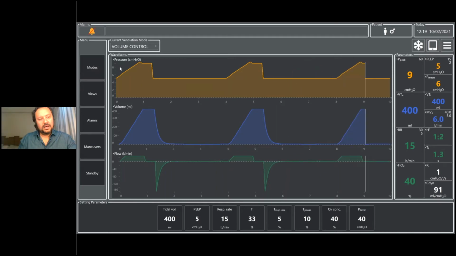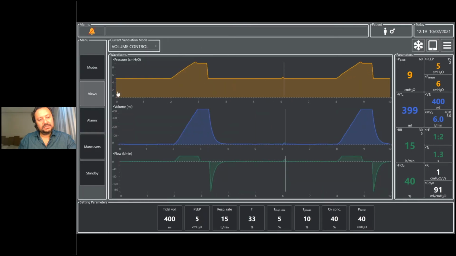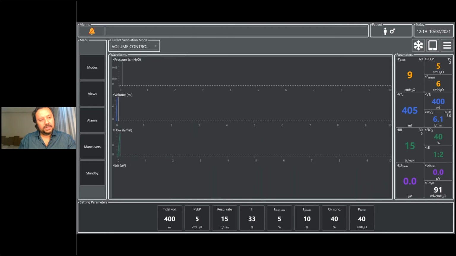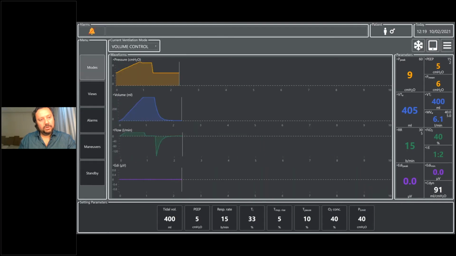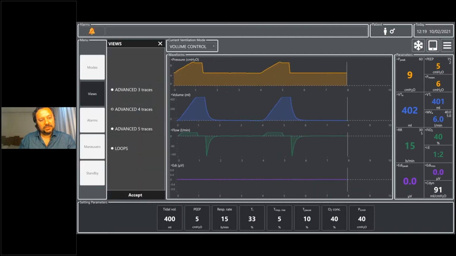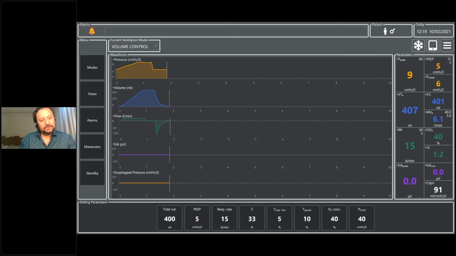To the left side, of course, we have the modes, so you can change the modes at any time. You can also change the views, so you can have three traces, four traces with the esophageal pressure and EDI. Okay, so you can add this, or you can even go with the loops. Five traces, I'll show you the five traces, EDI and esophageal pressure now. And we can add loops.